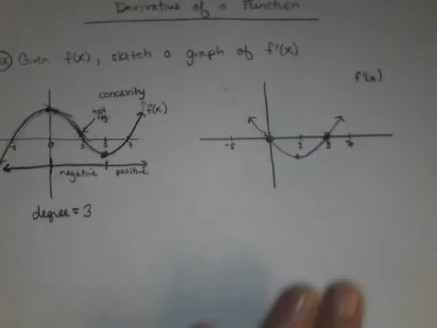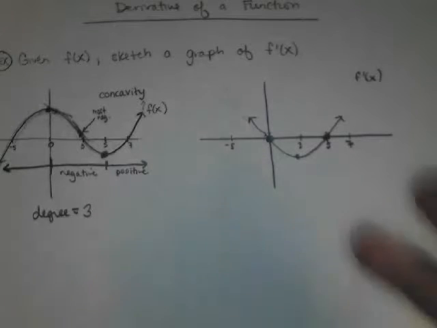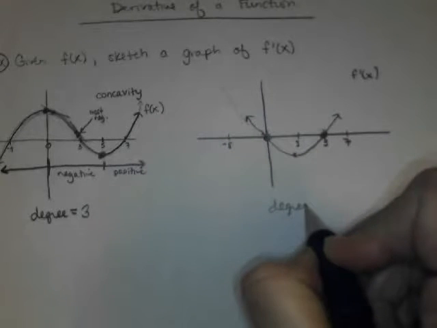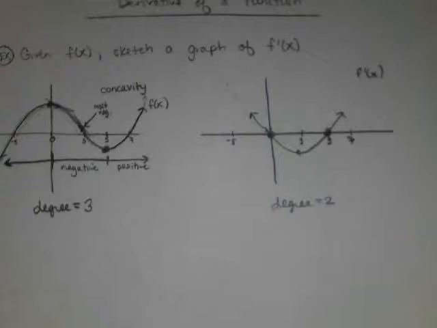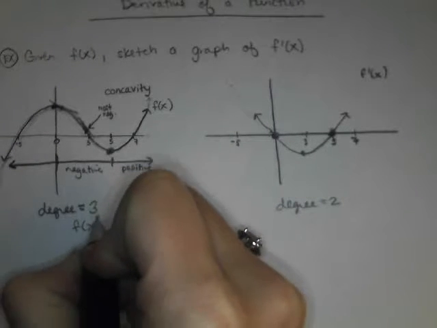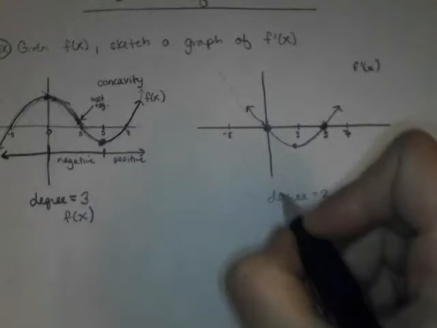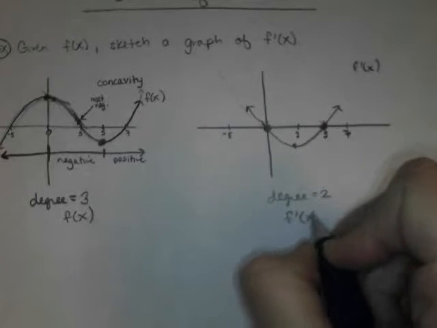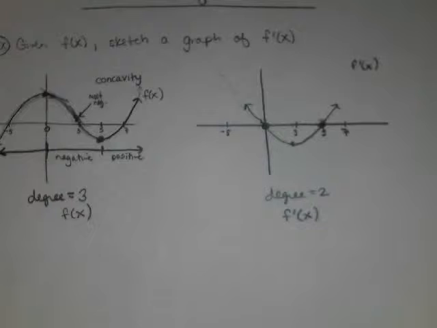What is the degree of this function? 2. This one is definitely looking like a parabola. And that is something common that you're going to see. If your function has a degree of 3, the derivative of your function is typically 1 less. Okay? Any questions? We're good. All right.